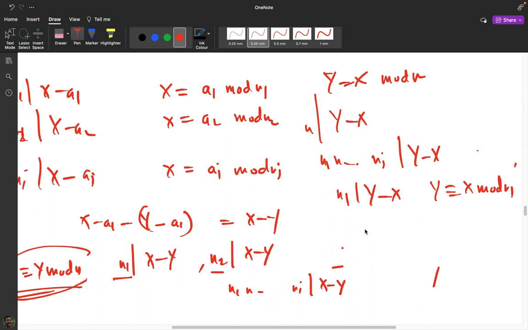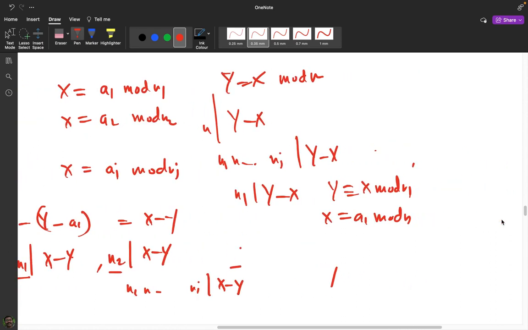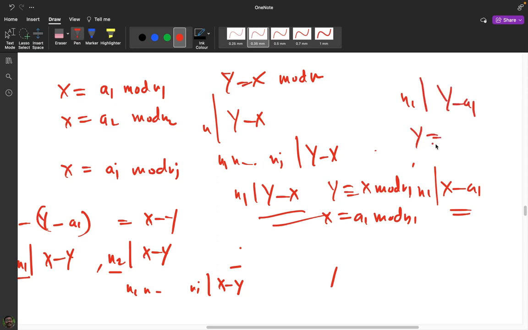Also, it is given that x is congruent to a1 mod n1, because x is a solution. Translating this, x minus a1 is divisible by n1. So if you add these two, you get n1 divides y minus a1. That is, y is congruent to a1 mod n1.